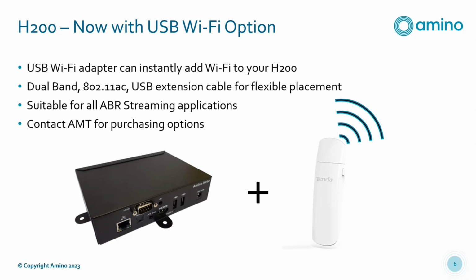And again, going with that theme of being able to position the device wherever you need it, it comes with a nice extension cable that will allow you to put that Wi-Fi in a different spot to get the best reception there as well. So it doesn't have to be co-located with the box. We've tested it for all ABR streaming applications, definitely can support anything that you need to do there. And if you're interested, you can get in touch with Tim and his team over at AMT for purchasing options. So that is now fully supported.